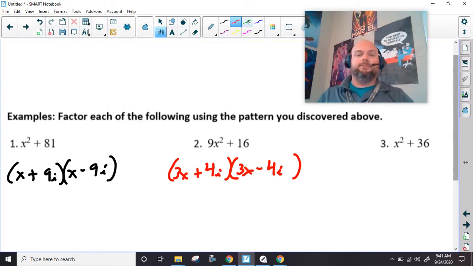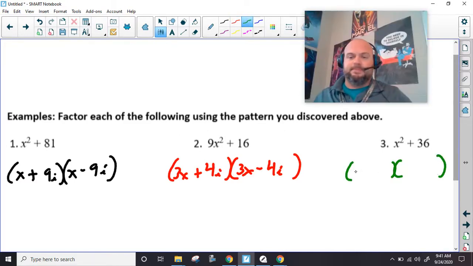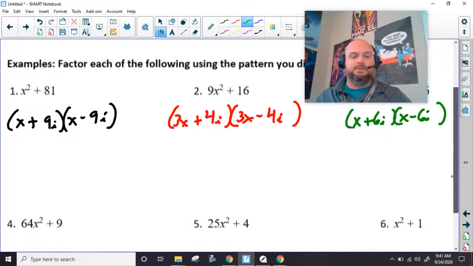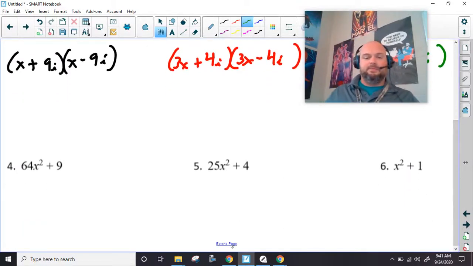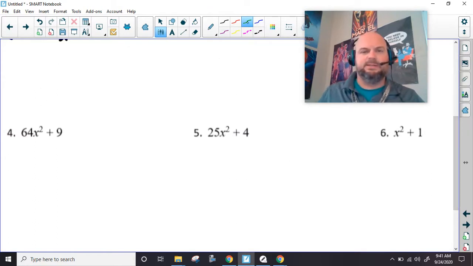Okay. So x plus, x minus, square root of 36, 6i, 6i. Easy peasy.